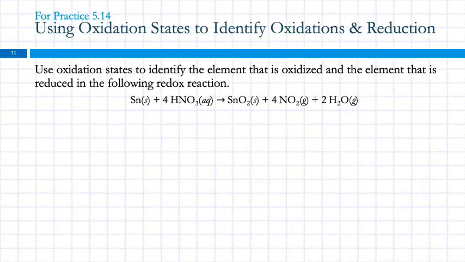Use oxidation states to identify the element that is oxidized and the element that is reduced in the following redox reaction. So we're going to assign oxidation numbers to all of the elements. Each element has an oxidation number. So here we have tin. What is it? 0. It's an element by itself.